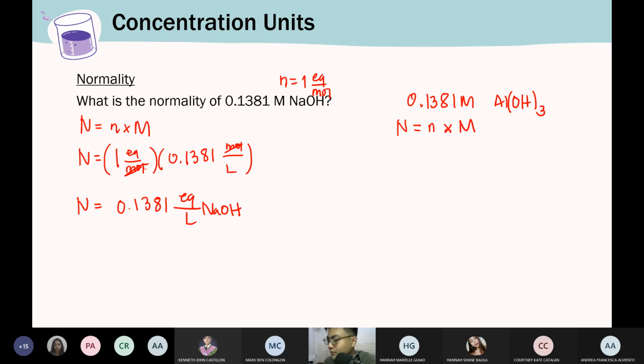Okay, so most of the answer is 4143. Let's check if it is correct. I think tama naman kayo. Hindi ko lang sinolve talaga.